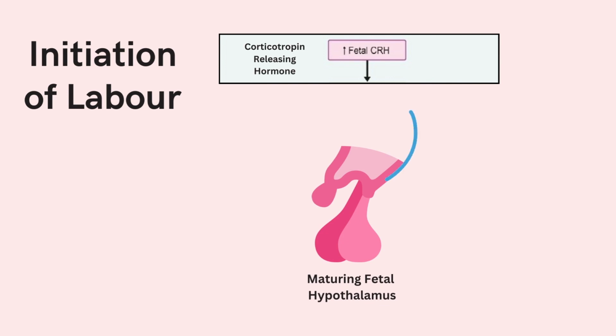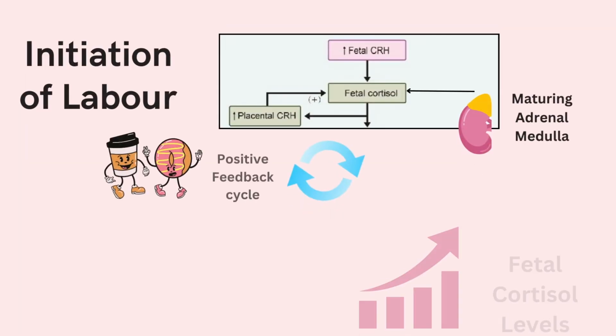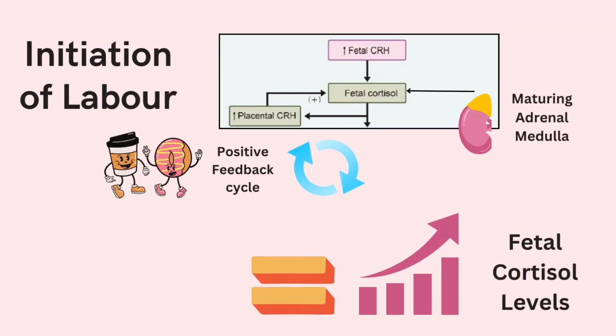So, the first thing that happens is the maturation of the fetal hypothalamus. As it matures, it's going to increase the release of the hormone CRH, which is corticotropin-releasing hormone. Now, the increase of fetal CRH is going to cause increased release of fetal cortisol. Fetal cortisol is released from the adrenal medulla of the fetus. So the maturing adrenal medulla is going to start to release fetal cortisol, which is then going to lead to an increase of the placental CRH.